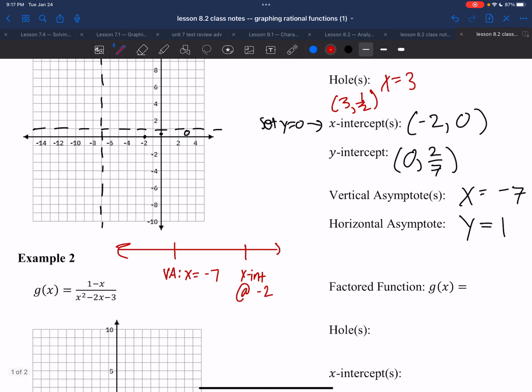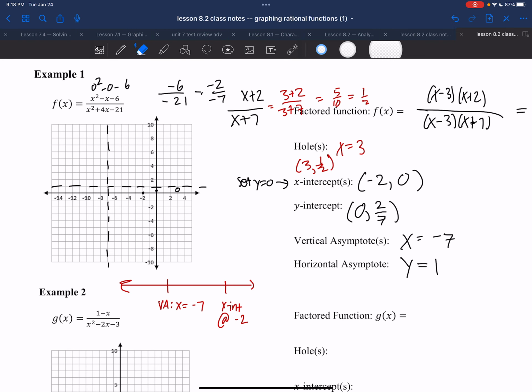Pick a little bit to the left of -7, pick something in between, pick something to the right of -2, and just analyze the sign. We don't actually need to do any calculations. So look at your function here. You could ignore the whole thing, but I'm just going to look at the original to make sure we're really talking about the original. But you can look at the simplified, it's fine.